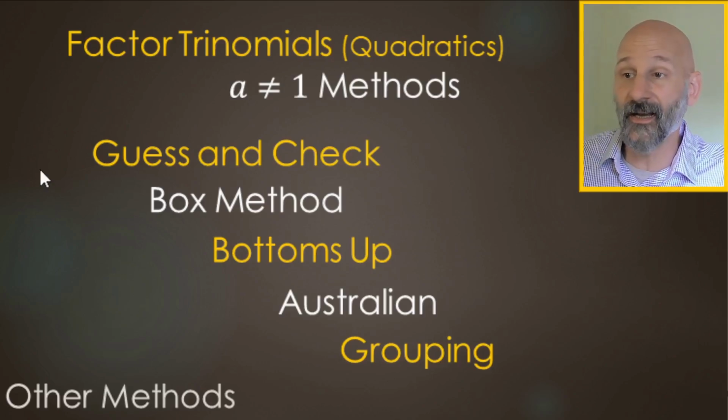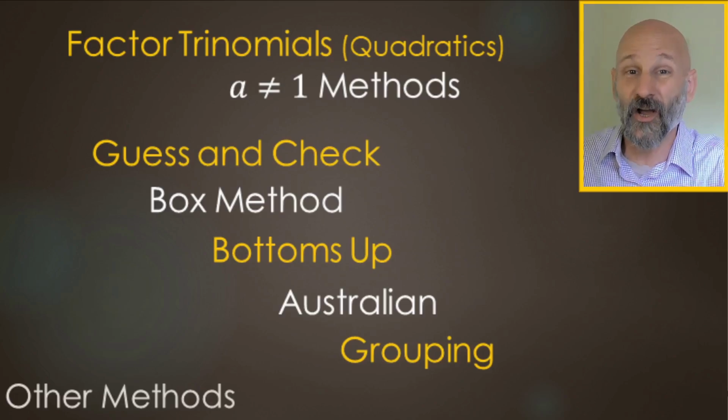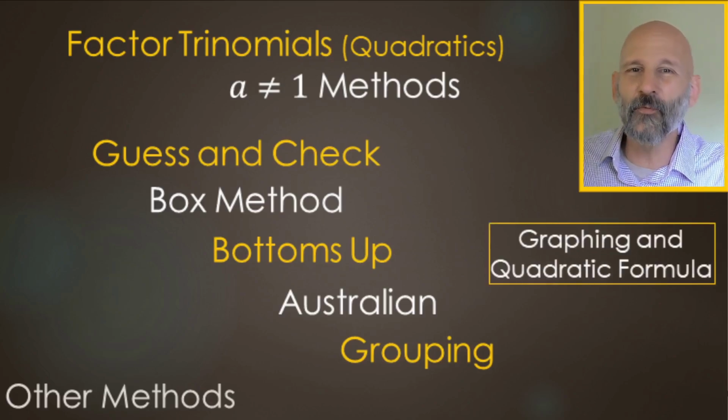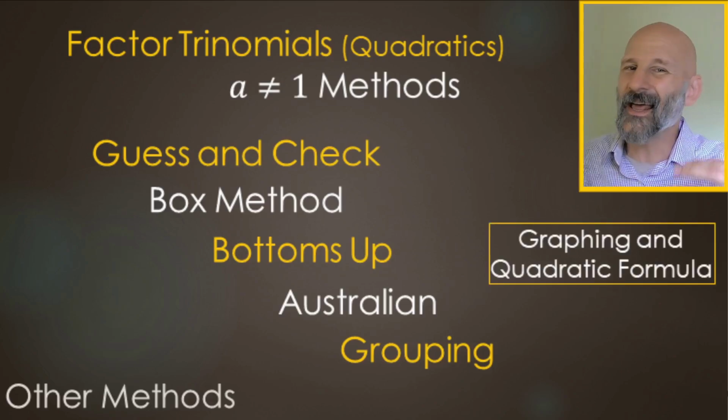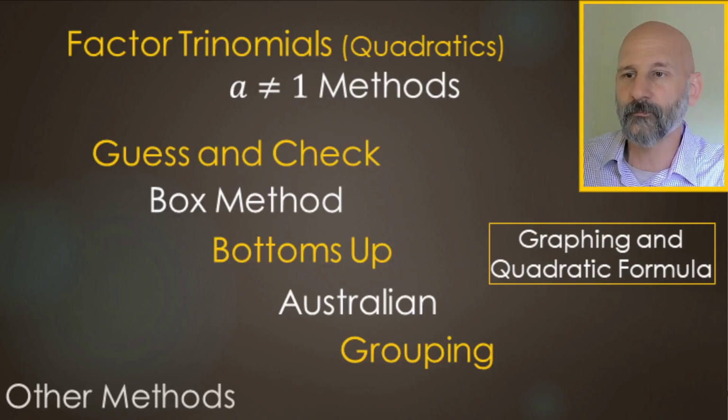So my favorites: if a is prime, do guess and check. If not, do bottoms up. And then if you need it, the grouping one works if it's a complicated quadratic or trinomial that you're trying to factor, okay? But the yellow ones, those are my go-to ones there, okay? And then when you get really good at quadratic functions, you can kind of cheat a little bit by graphing or using the quadratic formula if you've got a graphing calculator or a scientific calculator, okay?